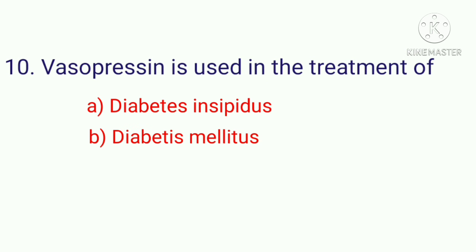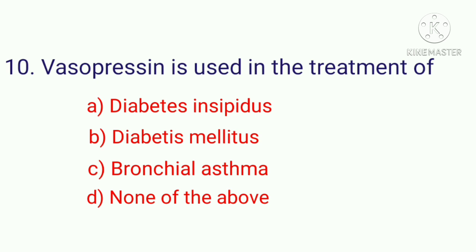10th question. Vasopressin is used in the treatment of A. Diabetes insipidus, B. Diabetes mellitus, C. Bronchial asthma, D. None of the above. Answer is option A. Diabetes insipidus.